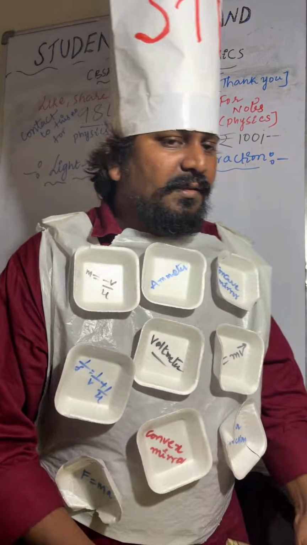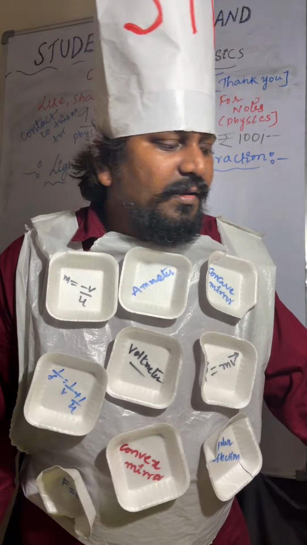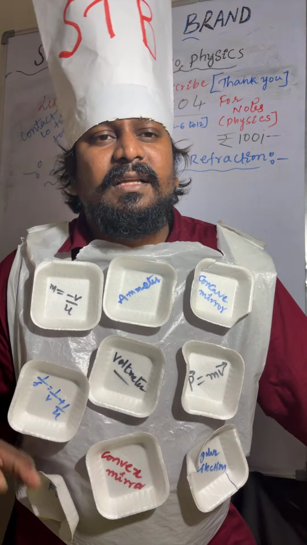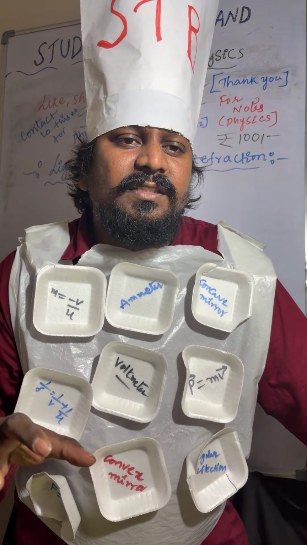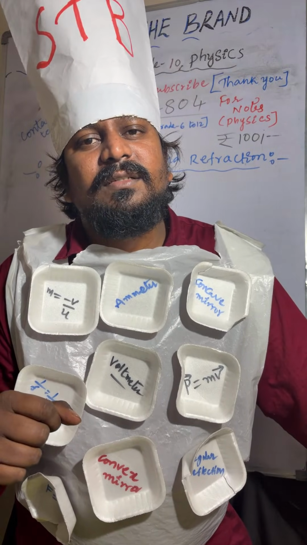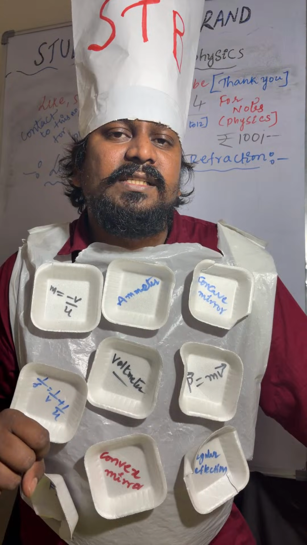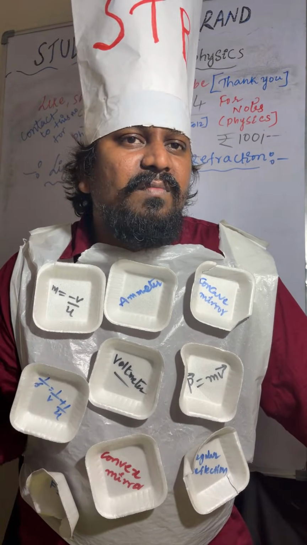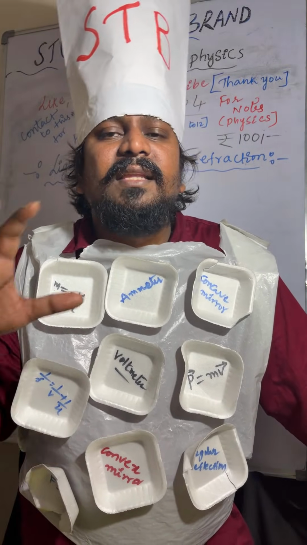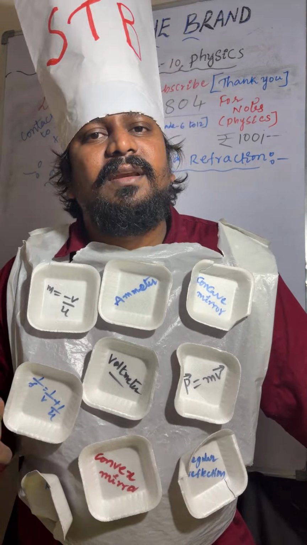Next one, the mirror which is in the form of curved surface is called spherical mirror. There are two types of spherical mirrors: one is concave mirror, another one is convex mirror.